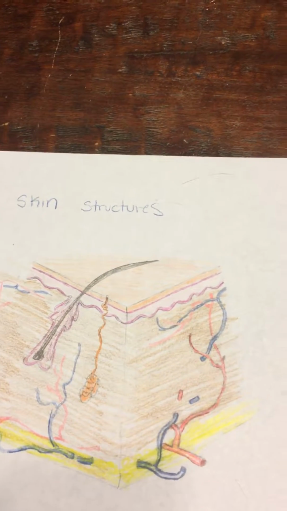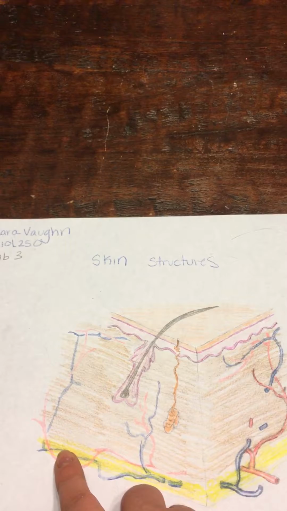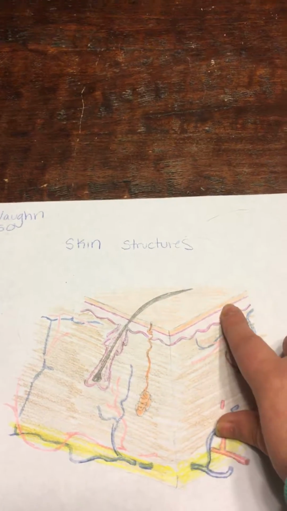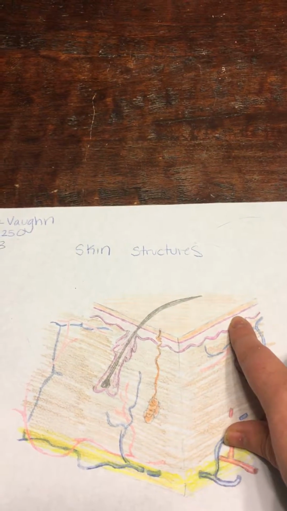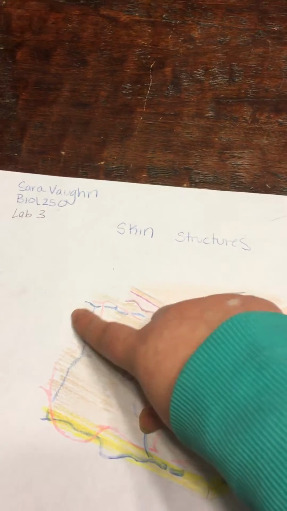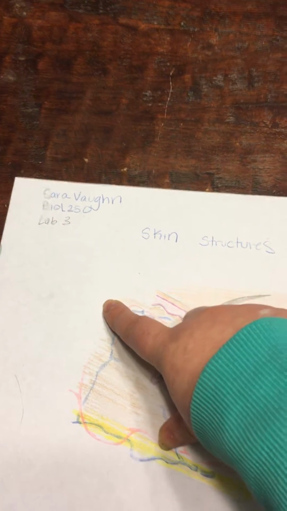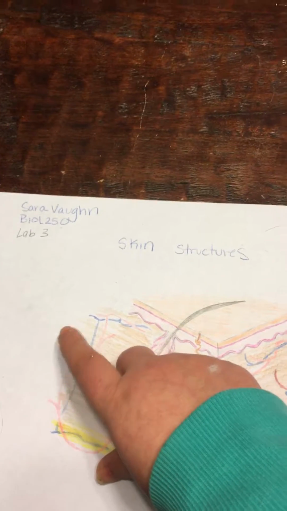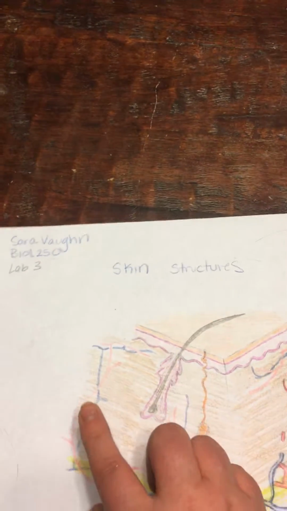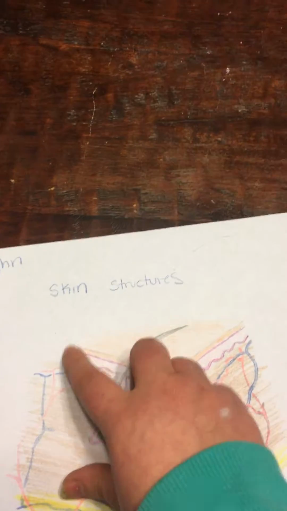Okay, so the hypodermis is down in here, usually where the adipose tissue is. And the melanocytes are in the epidermis. They are what give color to skin. And then the papillary layer is the top half of the dermis, and the reticular layer is the bottom half of the dermis. The stratum basale is up here in the epidermis.